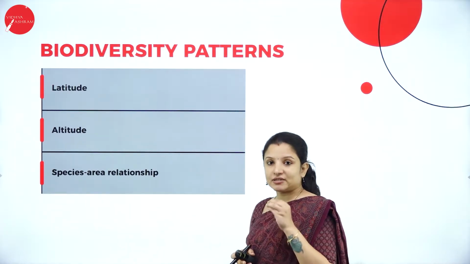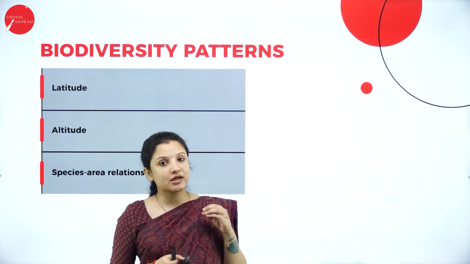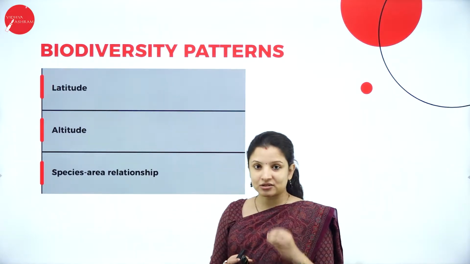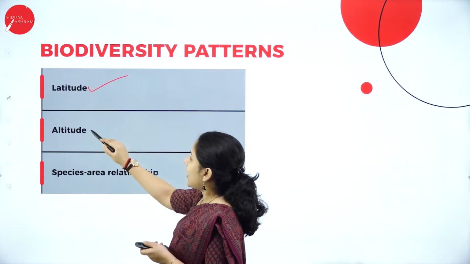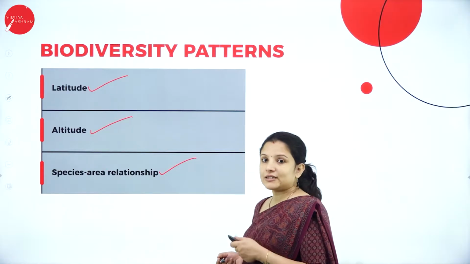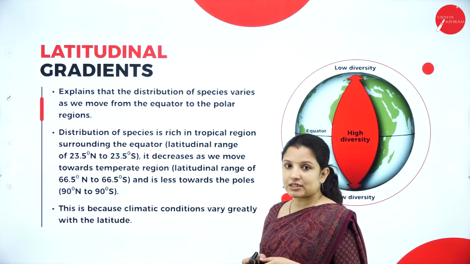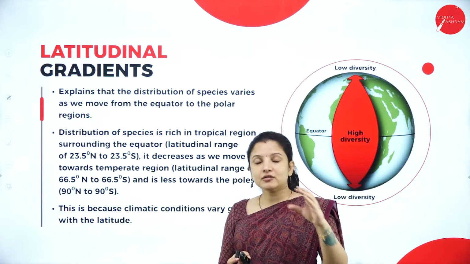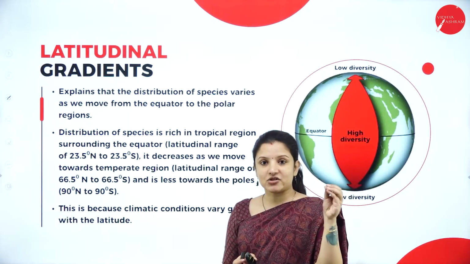So biodiversity pattern means how the biodiversity is distributed in a particular region. So these patterns are mainly studied in three forms, that is latitude, altitude and species area relationship. So what are these? Let's study one by one. So talking about latitudinal gradients. So gradation means it is from one level, you have the second level, the third level. So these are called as gradations, right?